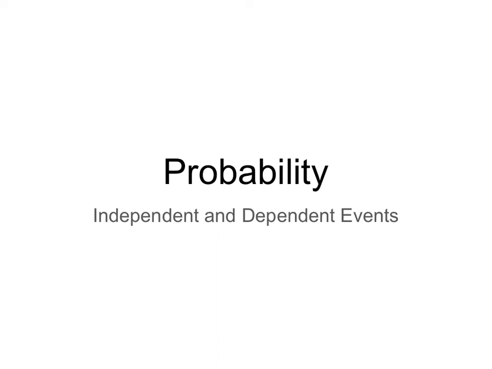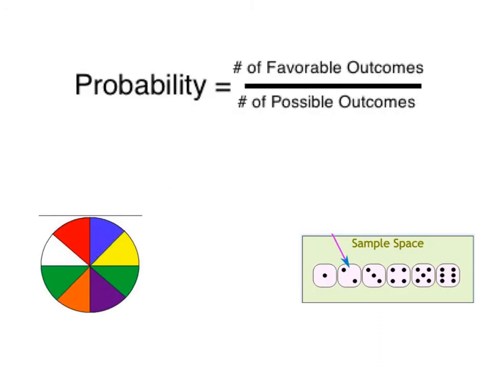In this lesson, we're going to look at the difference between independent and dependent probability. So probability is defined as the number of favorable outcomes out of the number of total possible outcomes. Looking at this spinner here on the left, I could ask you, what's the probability of the spinner landing on a green sector? Well, I see 2 green sectors out of a total of 8, so it would be 2/8, which reduces to 1/4.